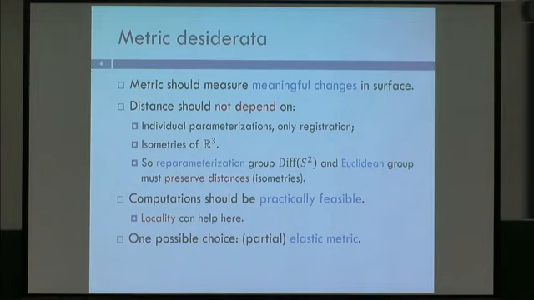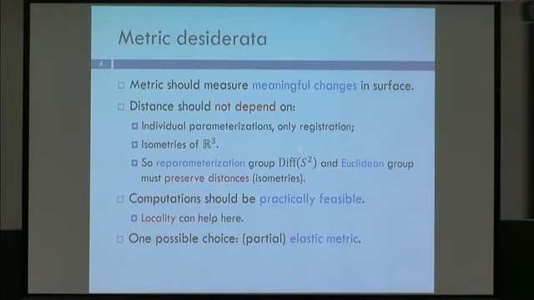So these two desiderata mean that the metric must have a certain property: if we make a simultaneous reparameterization of both surfaces, and we make a simultaneous rotation and translation of each surface, the distance should stay the same. So these criteria constrain the types of metrics that we're going to look at.